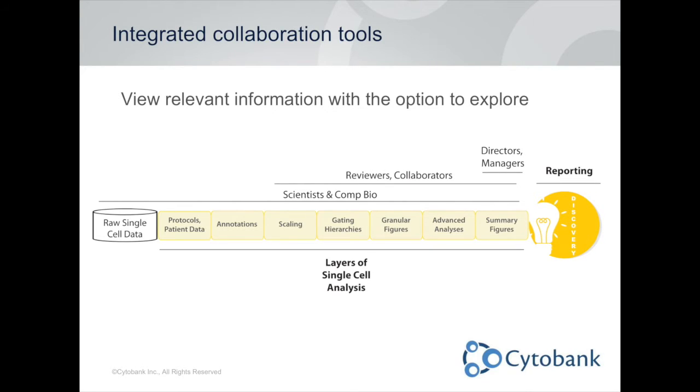So as a whole, Cytobank allows you to go from raw single-cell data, do all the annotation steps, the scaling, the gating you need to, as a scientist, make that available to reviewers and collaborators as you get more advanced analyses and summary figures completed, and then automatically share that with any directors or managers you have. And then anybody who you share these experiments with can then go back and double check on the original compensations or scales or gates if they want to. So it's a very powerful tool enabling collaboration across the institution.